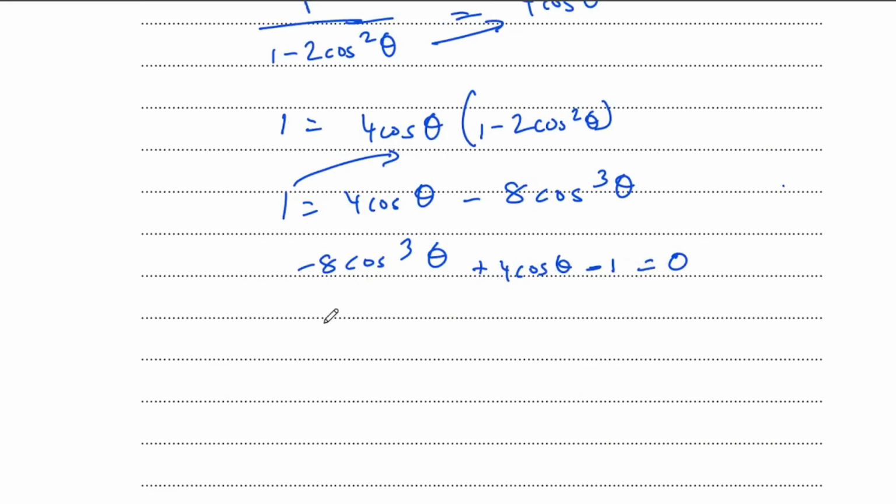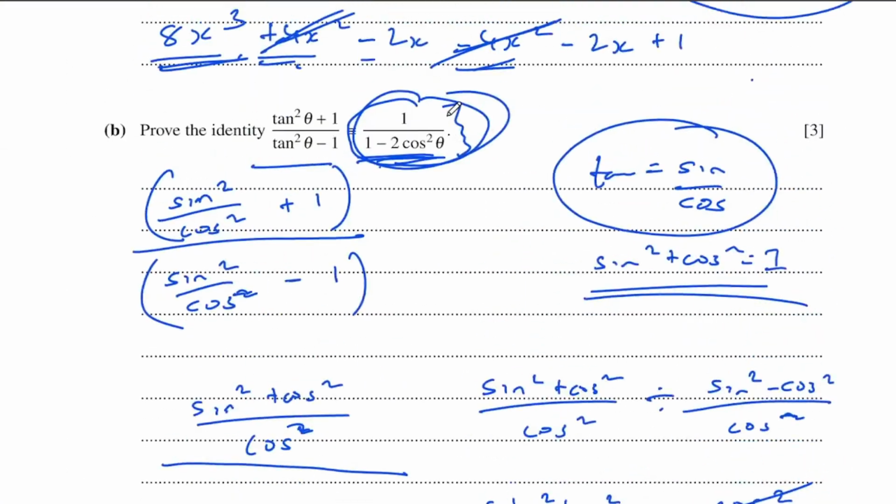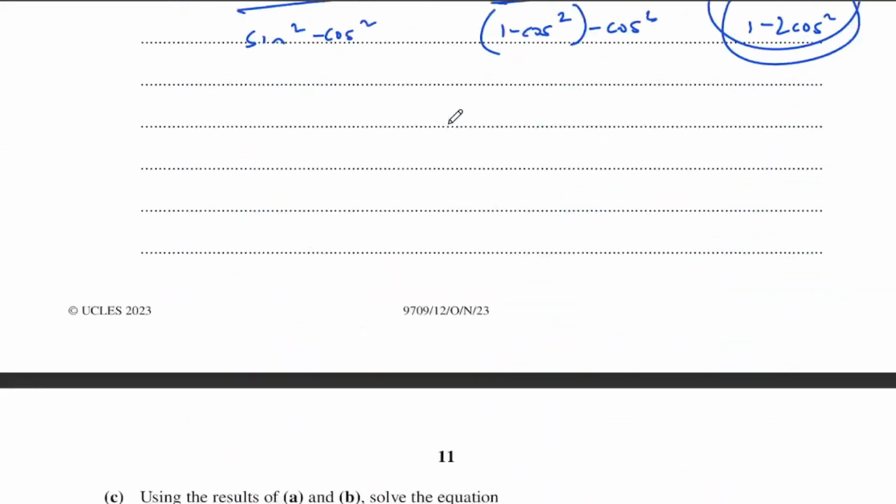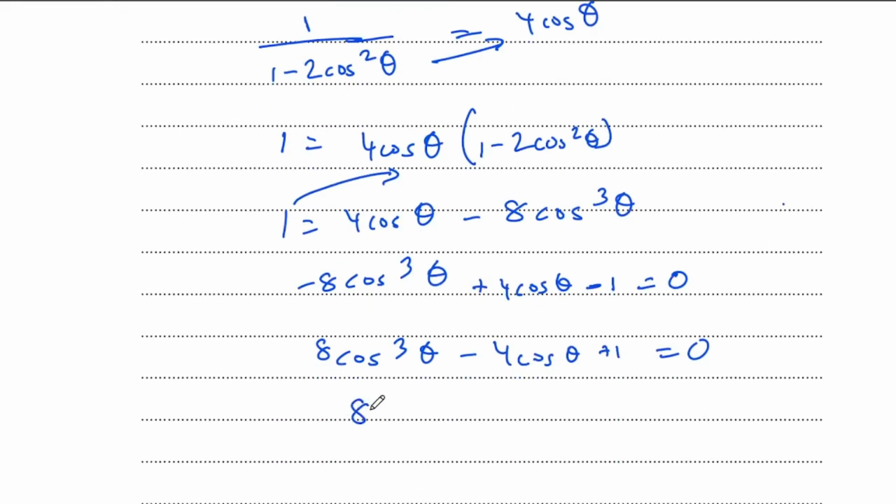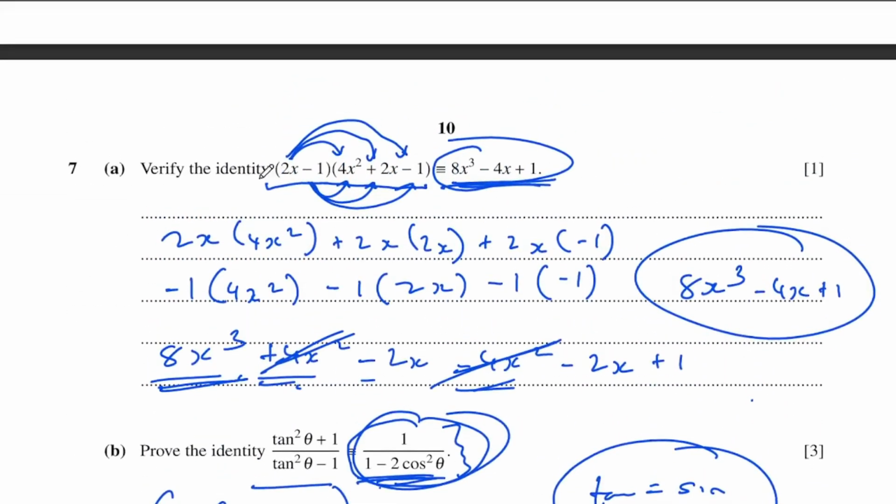So 8 cos cubed theta minus 4 cos theta plus 1, these are the same thing still. And up here we had 8x cubed minus 4x plus 1. These look exactly the same, just that we have changed the x for the cos, right? And this is just the same as 2x minus 1 times 4x squared plus 2x minus 1.